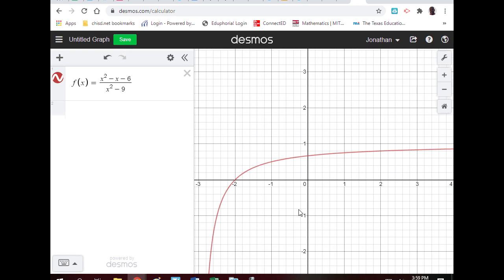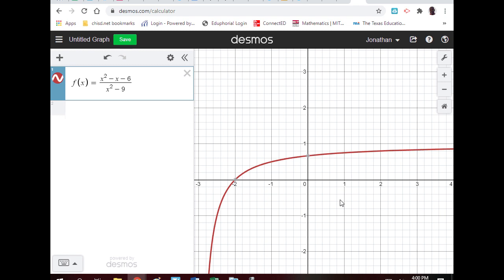And also, what you can't see, because most graphing utilities don't do a good job of always showing removable discontinuities, is that there is a removable discontinuity right here at 3. If I click on that point, you'll see the open circle, and it's going to say that at 3 the function is undefined.